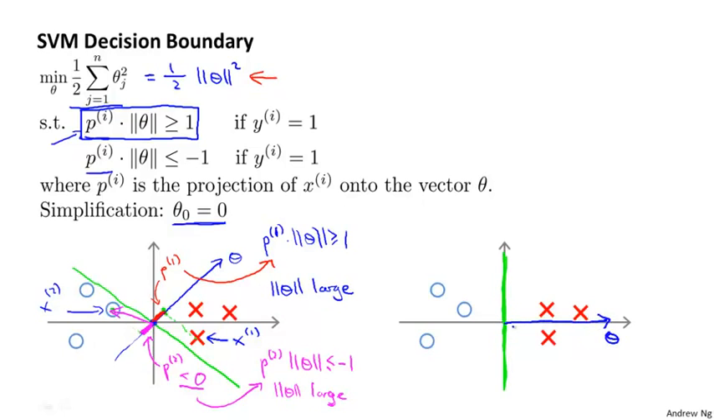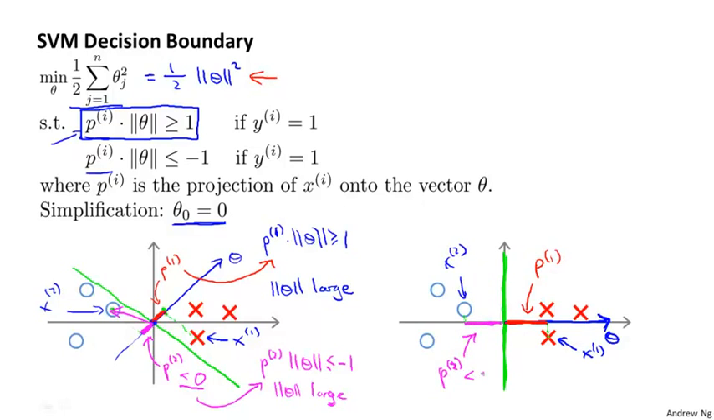So with the decision boundary being that vertical line, it's possible to show using linear algebra that the way to get that green decision boundary is to have the vector theta be at 90 degrees to it. And now, if you look at the projection of your data onto the vector theta, let's say as before that this example is my example x1. When I project this onto theta, what I find is that this length there is p1, and for the other example, if that example is x2, and I do the same projection, then this length here is p2.